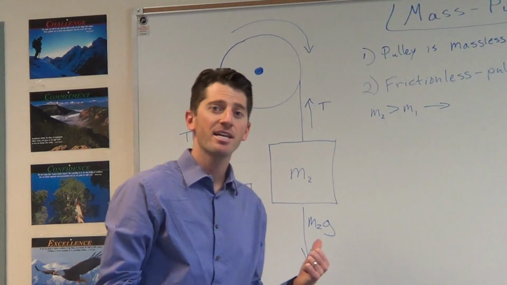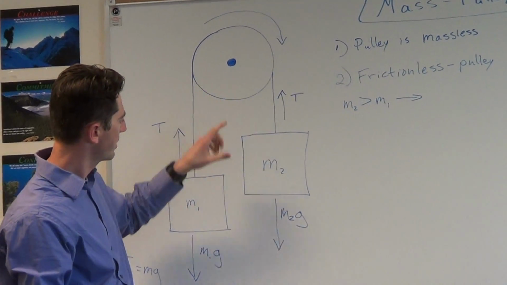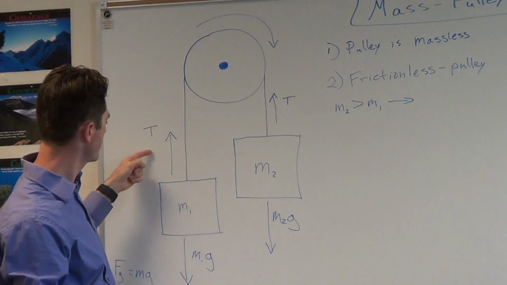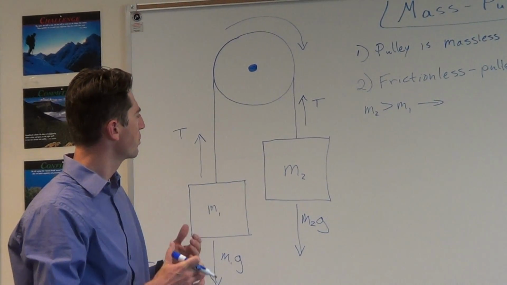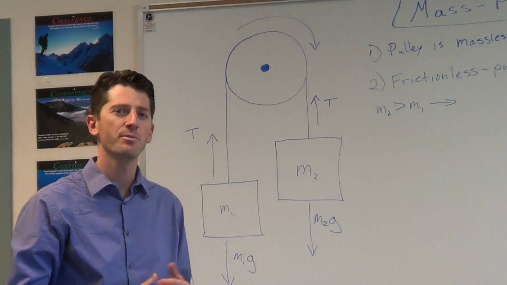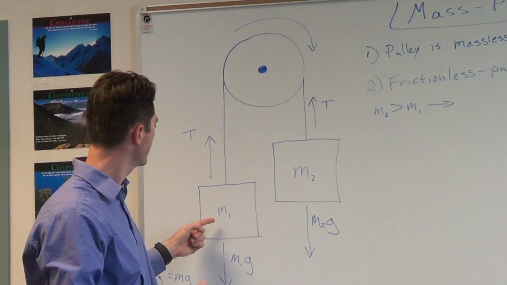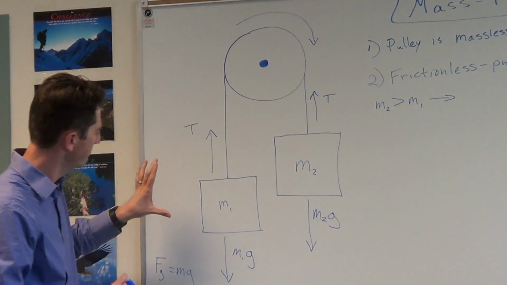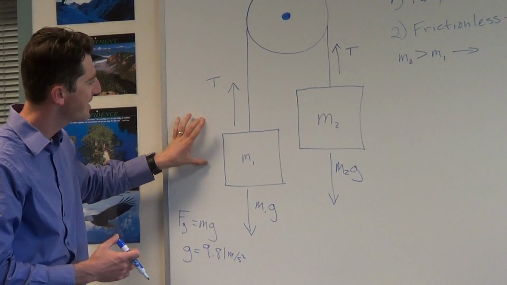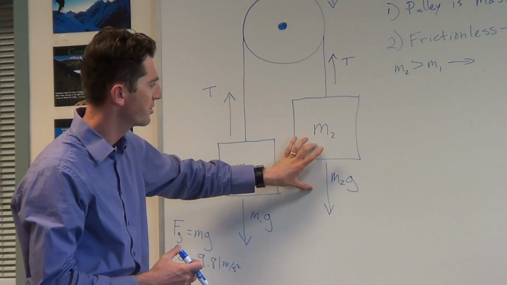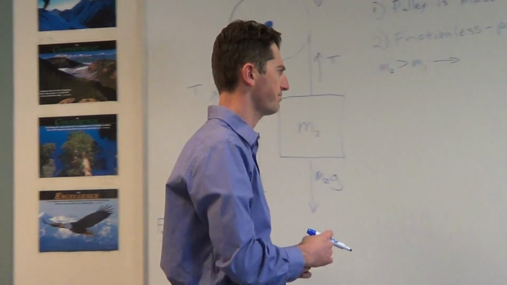So, as I said in the last video, it's really important to draw a diagram, label all the forces involved, and it's also really important to do this as a system of equations. I have a system here. I have two masses, and there's an equation associated with what's happening with this mass, and there's an equation associated with what's happening with this mass. So let's write them out.